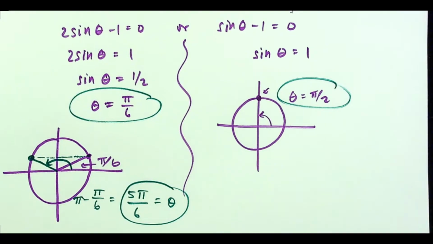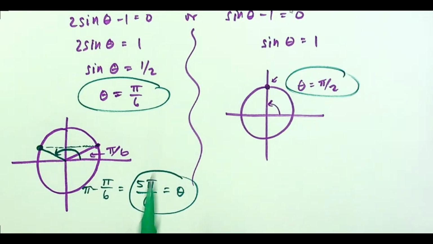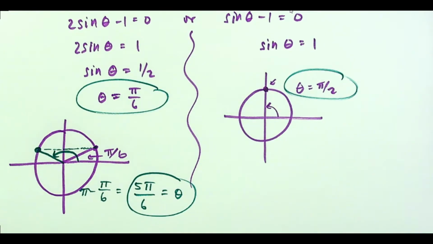So we have our answers: pi over 6, 5 pi over 6, and pi over 2. All right, let's do another example.